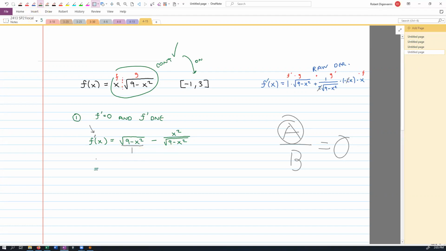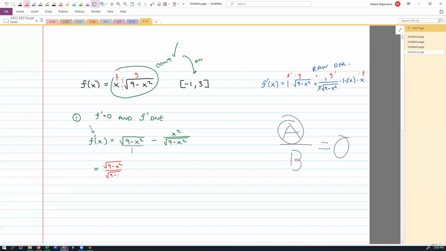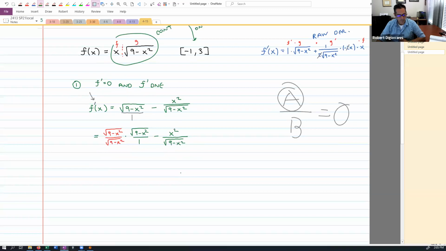Square root of 9 minus x squared. Yep, I have to do that on top and bottom. Square root of 9 minus x squared on top, square root of 9 minus x squared on the bottom. That's what I'm multiplying that first fraction by. And then on the other fraction, I don't need to do anything to it because it already has the square root of 9 minus x squared.